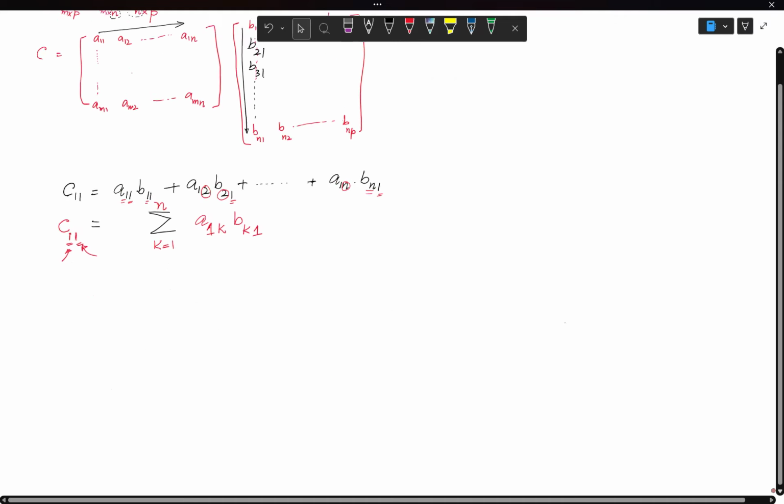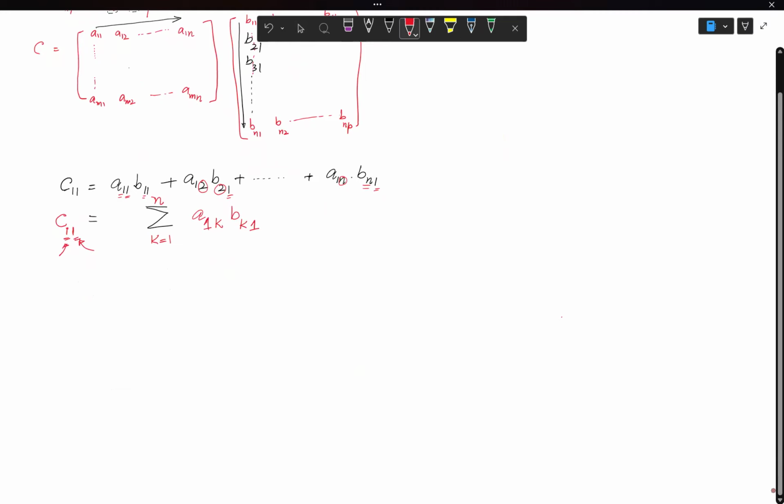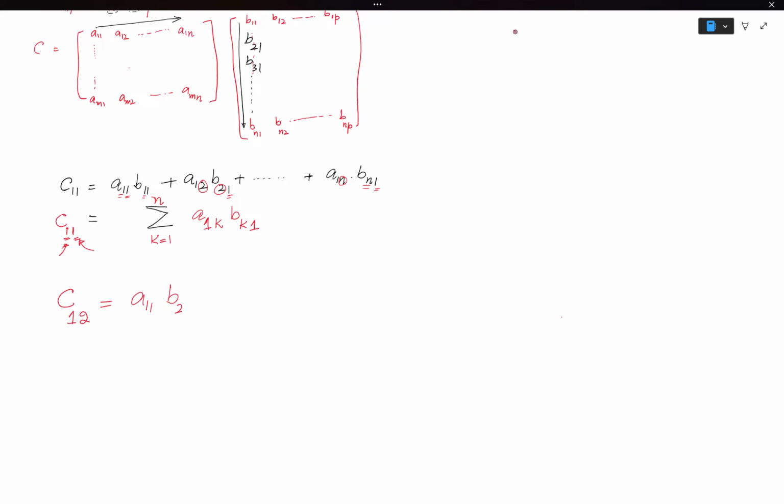Likewise, if you would like to confirm, let's write the other element. Let's calculate the entry C12, in the first row of C. The element at the first row and second column will come from the first row of A and the second column of B. So the product would be A11 B12, plus, well, we are writing the second column of B, so this will be B22, B32, and so on up to Bn2.